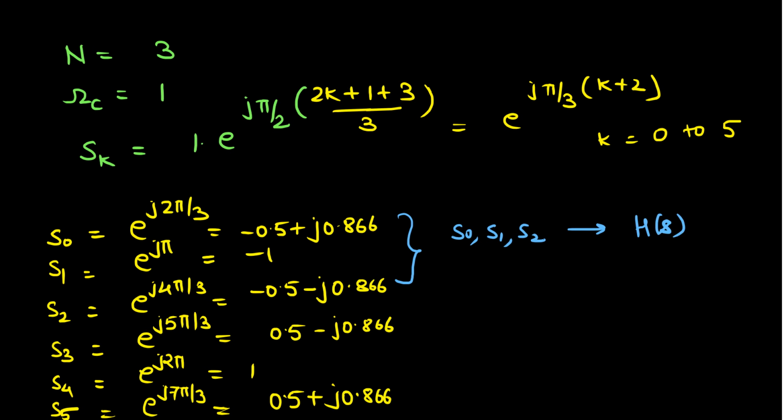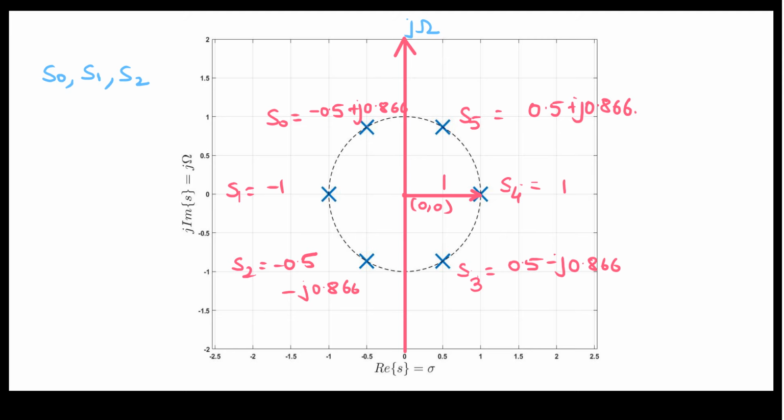If we vary this k from 0 to 2, or rather 0 to n minus 1, we are going to get the poles for the expression H of S. So the expression for H of S for this example can be written as 1 upon S minus S0 into S minus S1 into S minus S2. This would simply give us the value of H of S.